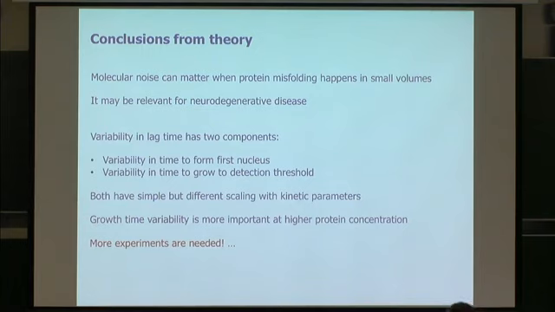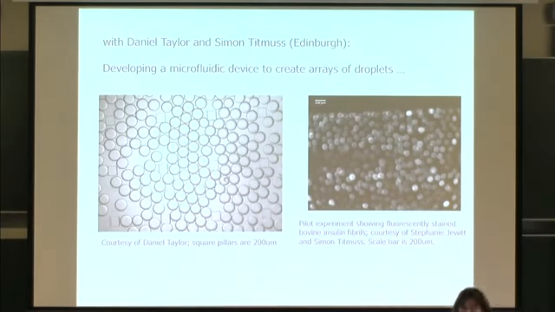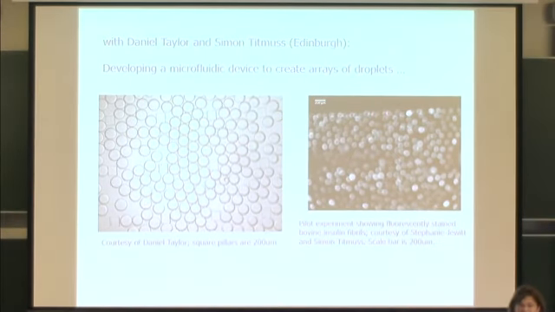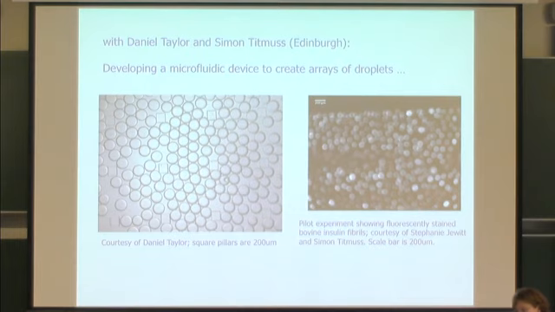And what we also conclude is that these 52 droplets are just not enough droplets to make a test with experiments. And so in Edinburgh, we're trying to develop ways of doing experiments more systematically. My colleague Simon Titmuss in Edinburgh is trying to develop a microfluidic device which will make thousands and thousands of little droplets in which we could grow amyloid fibrils and measure the statistics.